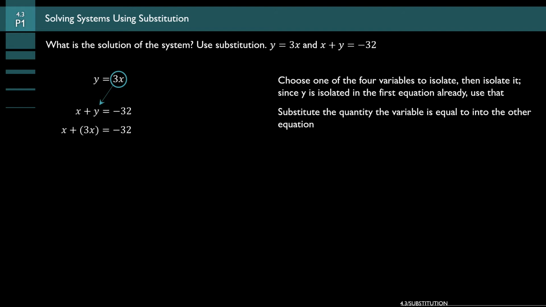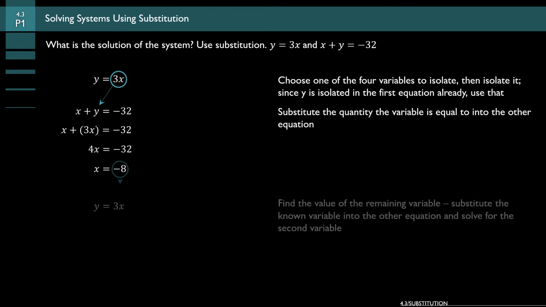So x plus 3x is 4x. 4x equals negative 32, divide out the 4, you get x equals negative 8. So now we know the value of x, and x is equal to negative 8. So what we've got to do is we've now got to take that negative 8 and plug it back into the first equation.